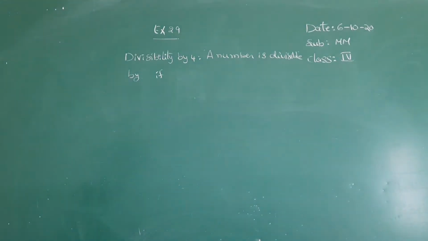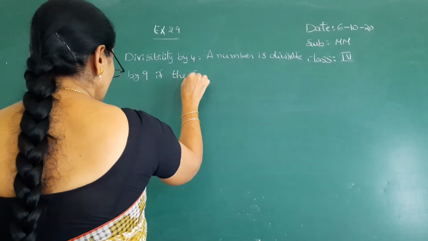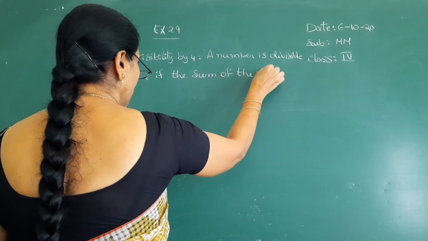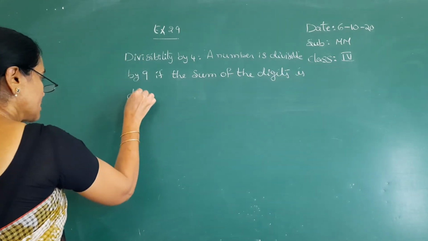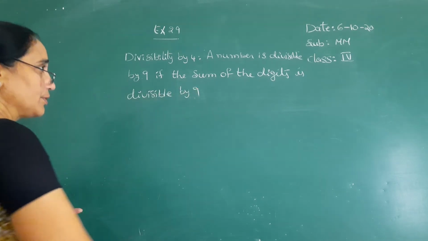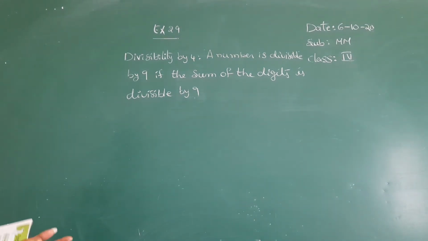See the next one. The divisibility rule is given for 9. A number is divisible by 9 if the sum of the digits is divisible by 9. Otherwise you have to do the long process. You are grown up, so you have to use applications of those rules.